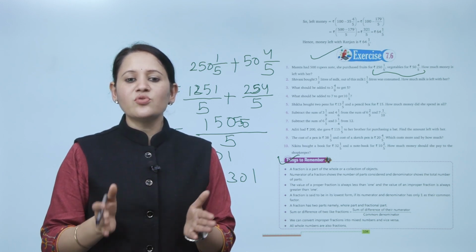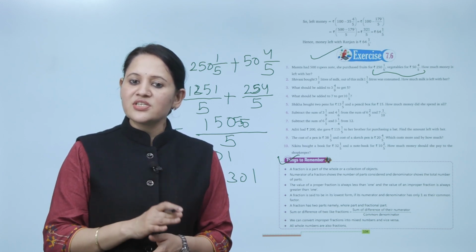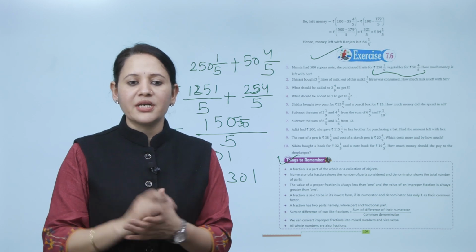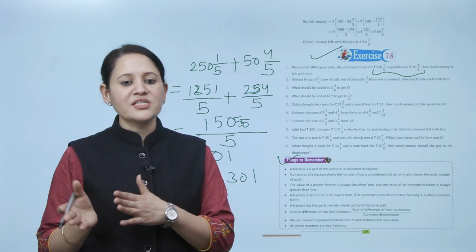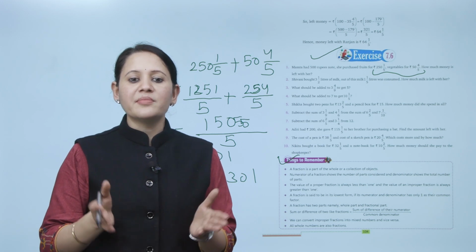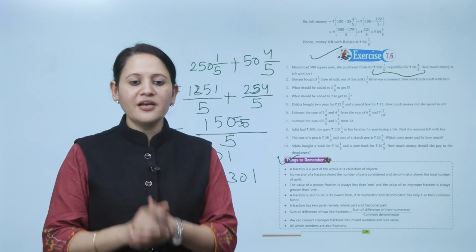Sum or difference of two like fraction, that is equals to sum or difference of the numerator upon common denominator. We can convert improper fraction into mixed fraction and vice versa. All whole numbers are also fraction. Clear?